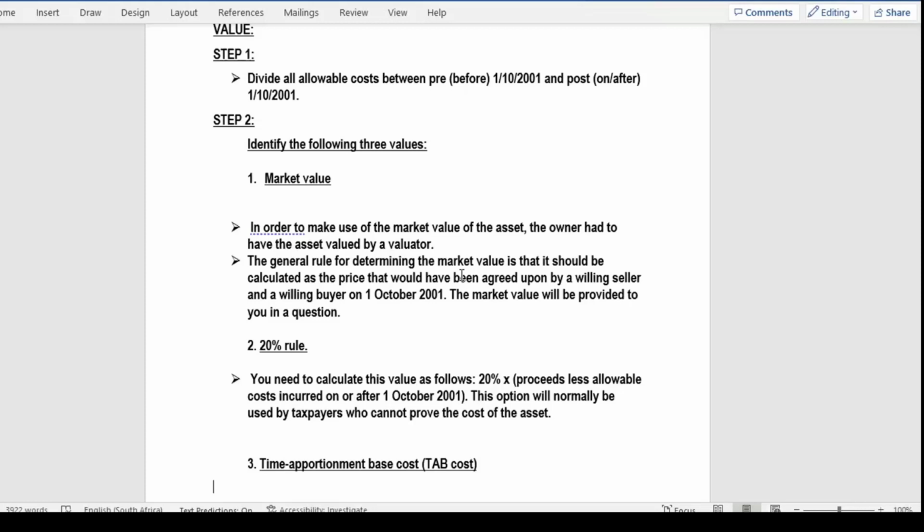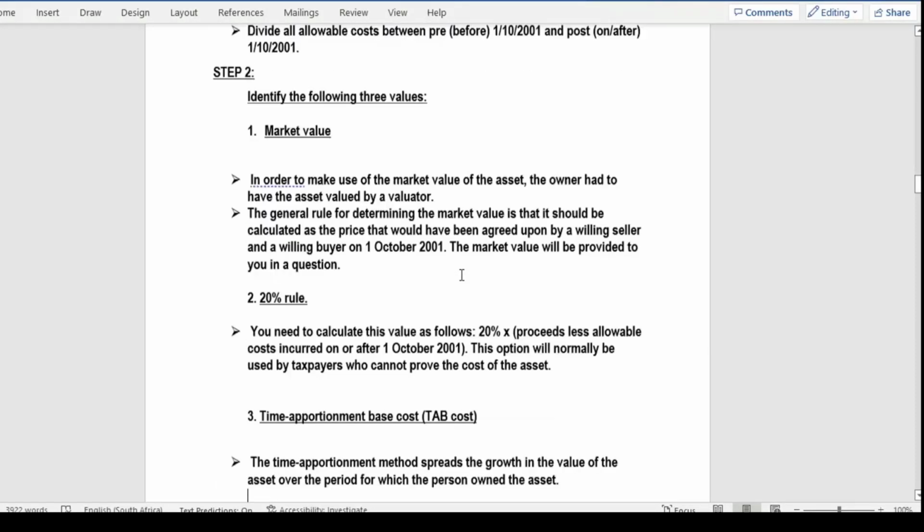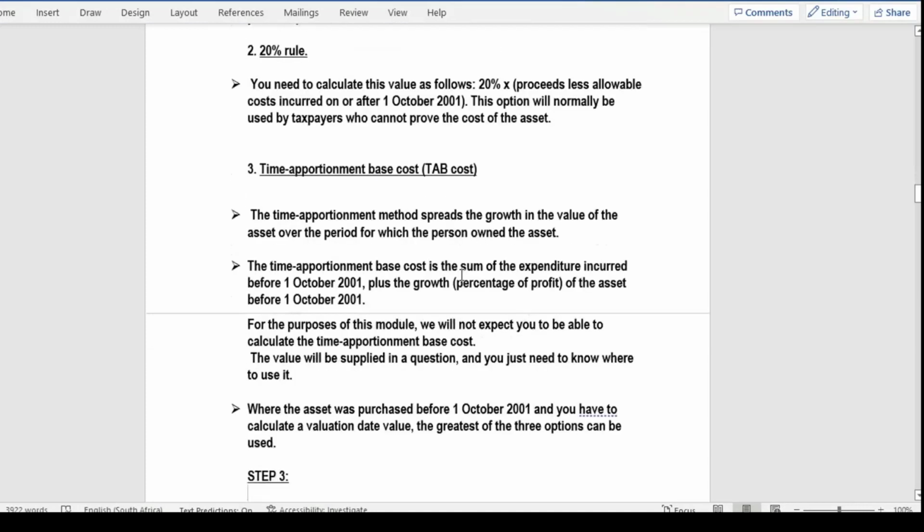The second one, in terms of step 2, is the 20% rule. You need to calculate this value as follows: 20% of the proceeds less the allowable cost incurred on or after the 1st of October 2001. This option will normally be used by a taxpayer who cannot prove the cost of an asset. Right, so that one is quite easy. Just take 20% and multiply that by the proceeds.